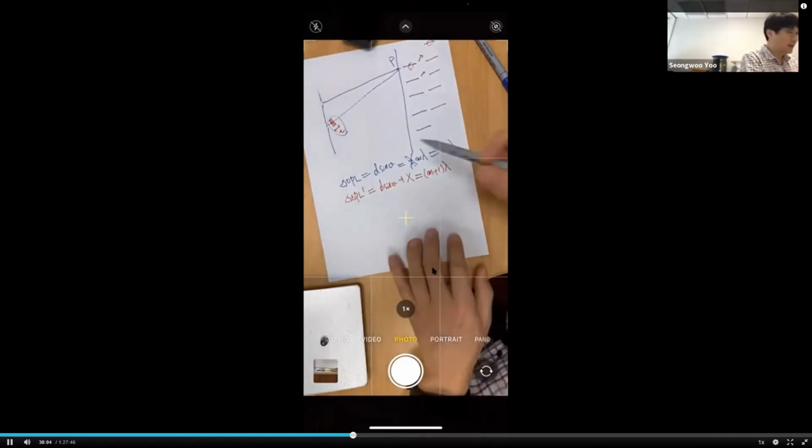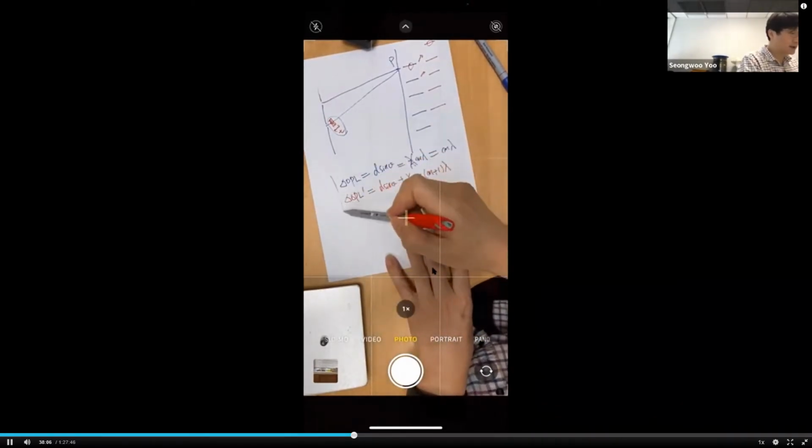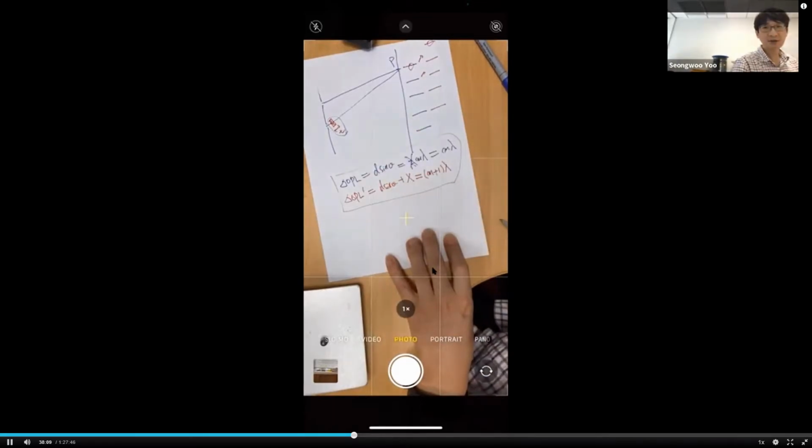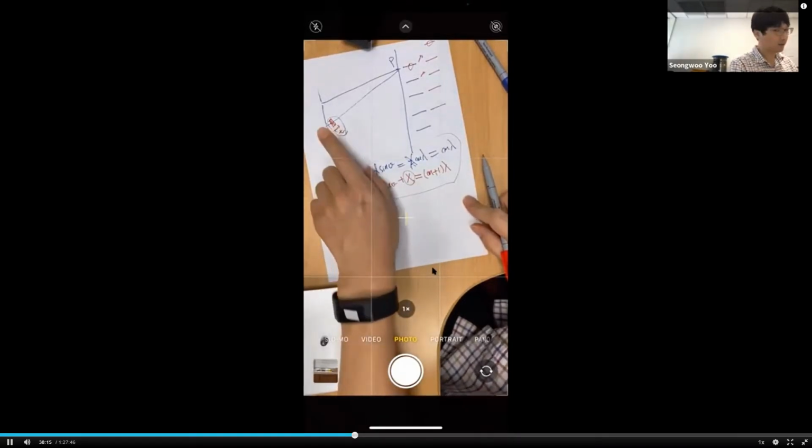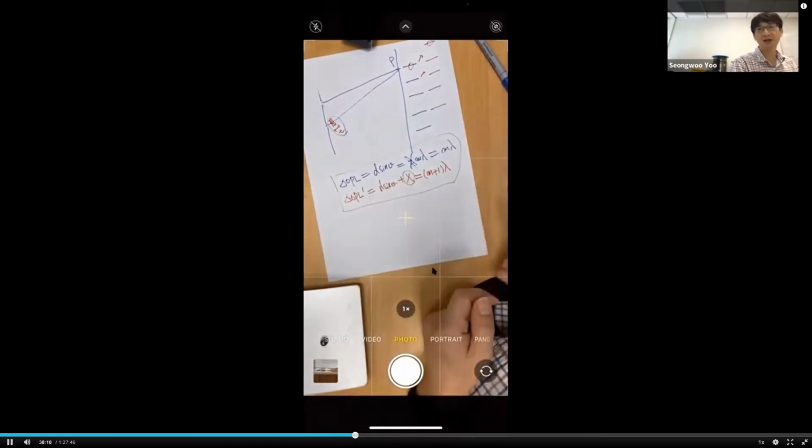All right. Now, what you are going to do is combine those two equations to determine the new optical path length difference introduced by this glass plate. And then from there, you can find the thickness of the glass.